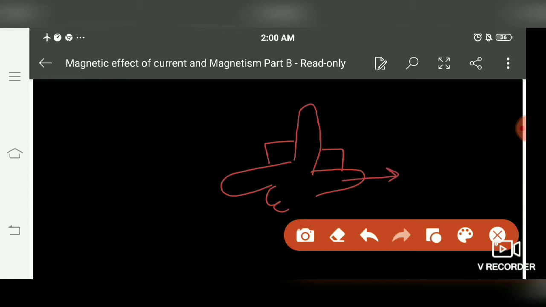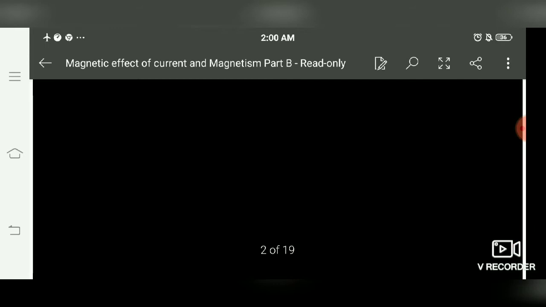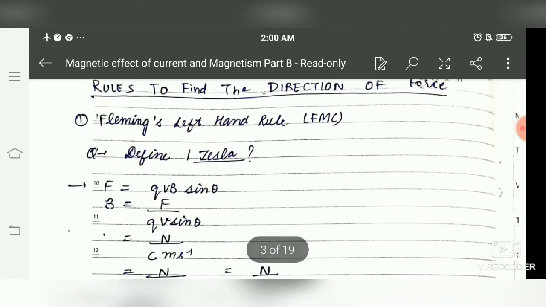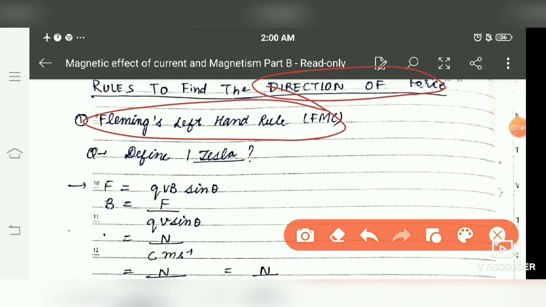So the thumb gives the direction of force. This gives the direction of magnetic field. And this gives the direction of current or flow of charge. So to find the direction of force, we use Fleming's left hand rule.